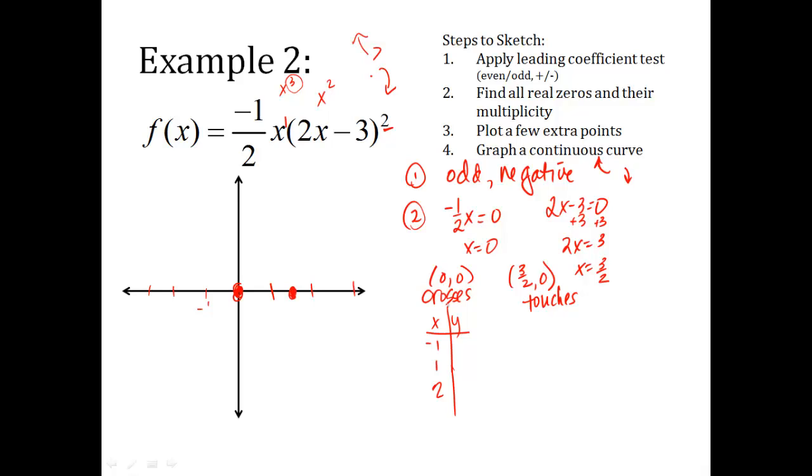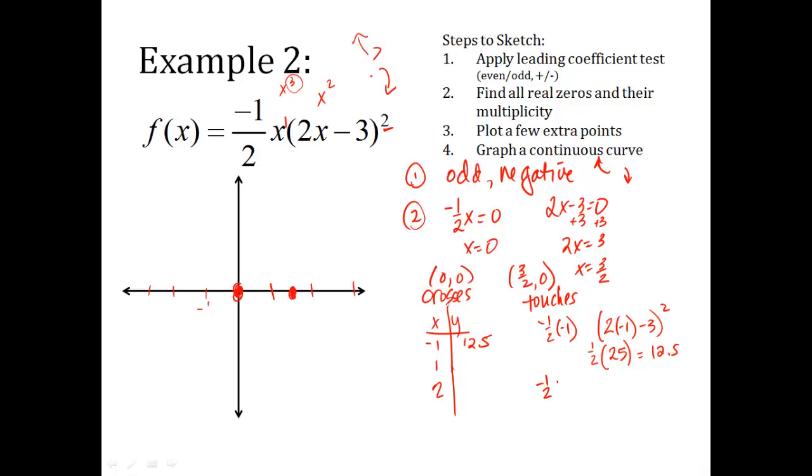Now we do some plugging in. All right. -1/2 times (2 times -1 minus 3) squared. All right, so this is going to become -1/2 times -1 is 1/2, times -2 minus 3 is -5. If you square that, you get 25. So what's 1/2 of 25? That's 12.5. So 12.5. Go with that. And that's okay. Decimals are okay on this.